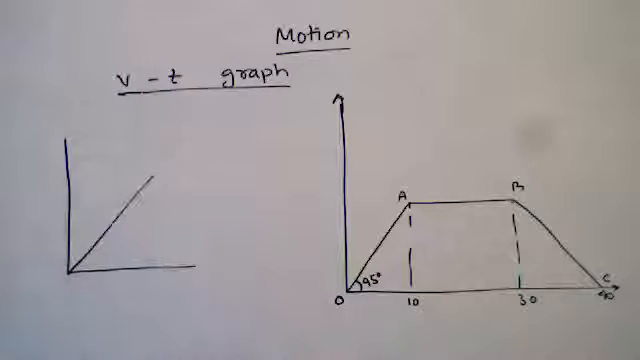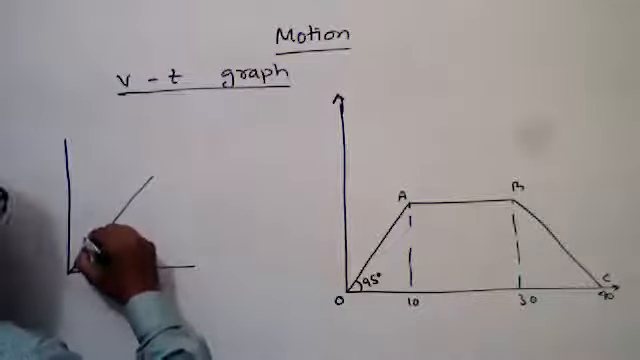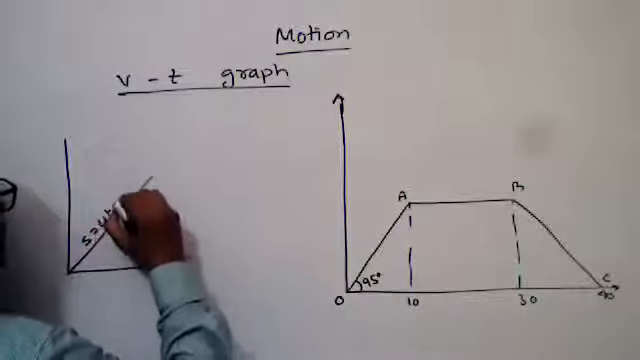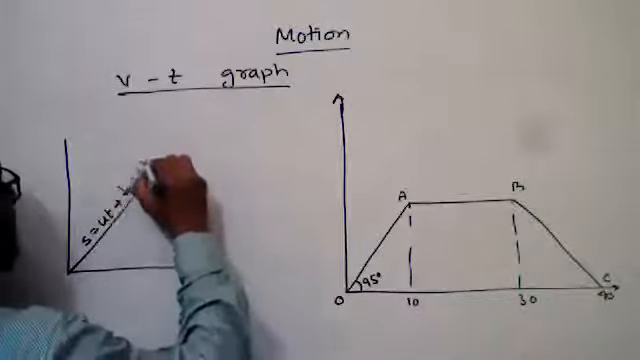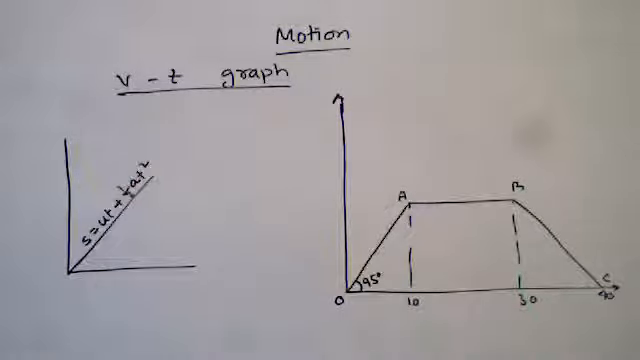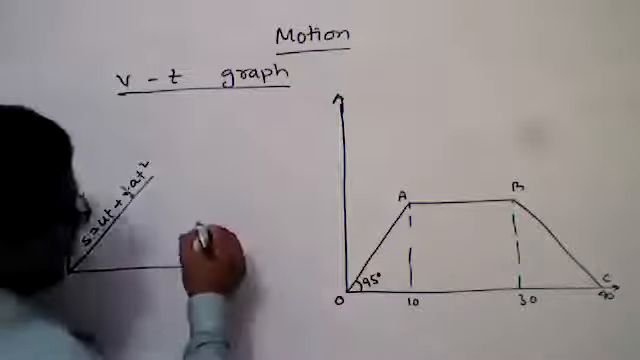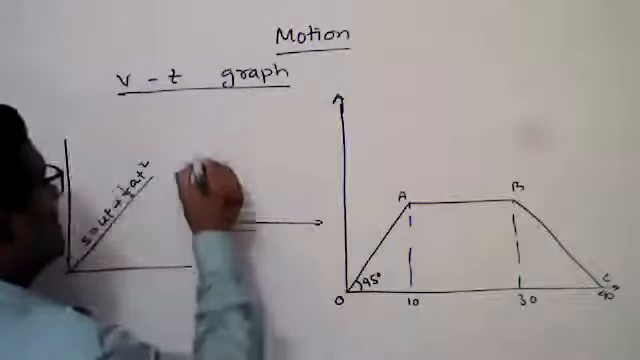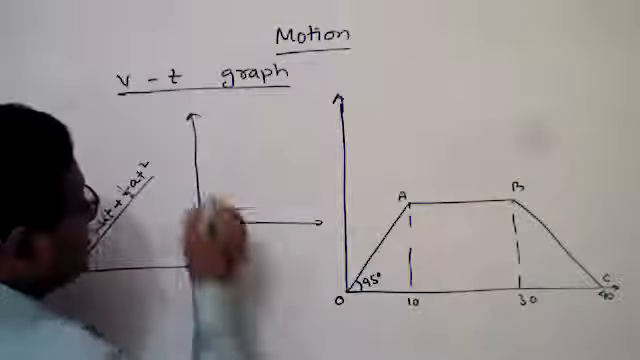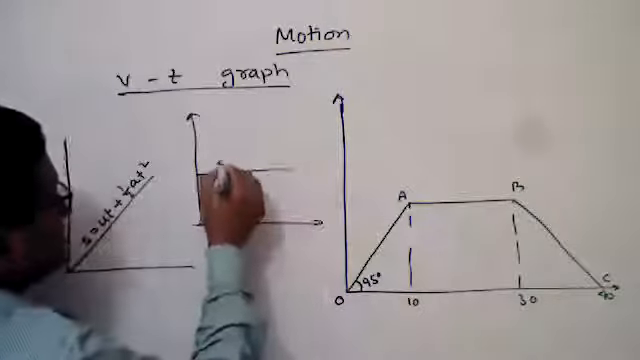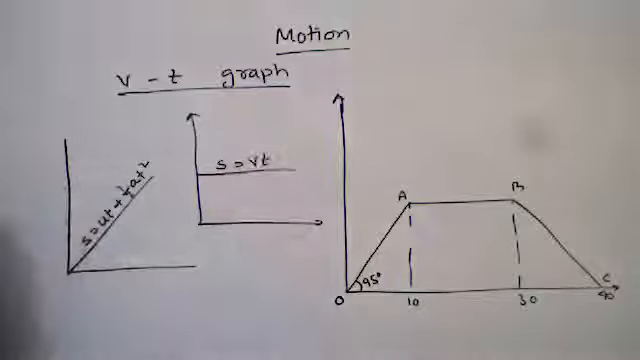For this type of graph, to determine the displacement, S equals ut plus half at square. This equation is applicable when the body moves with uniform acceleration. S equals vt. This equation is applicable when the body moves with uniform velocity.